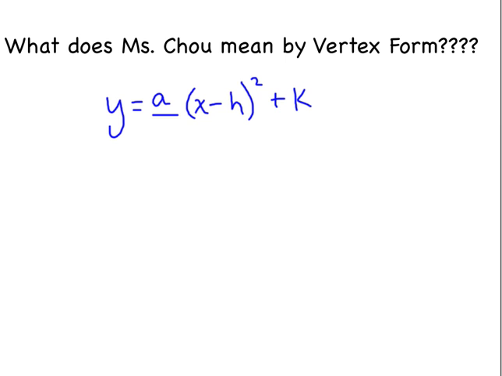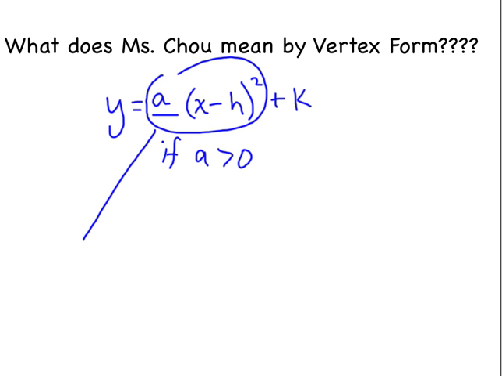Now here's the overall idea. If a is more than 0, this quantity is always positive. The lowest this quantity can go is 0, so the lowest y value is k. y will always be greater than or equal to k. So that's our vertex, because our lowest y value happens at the vertex.